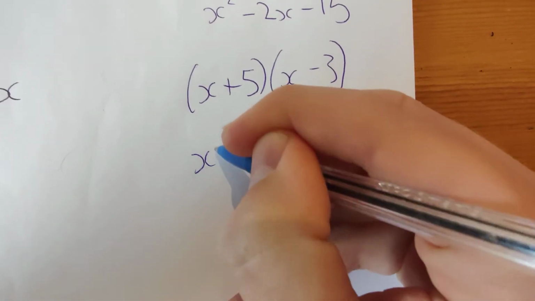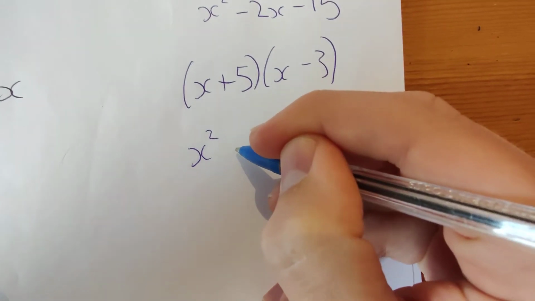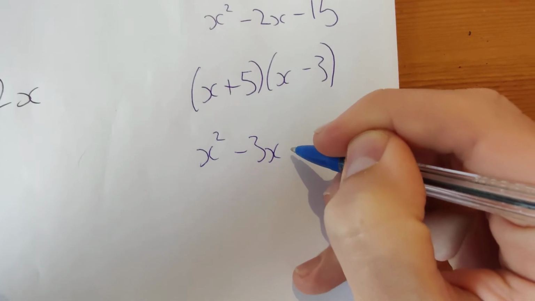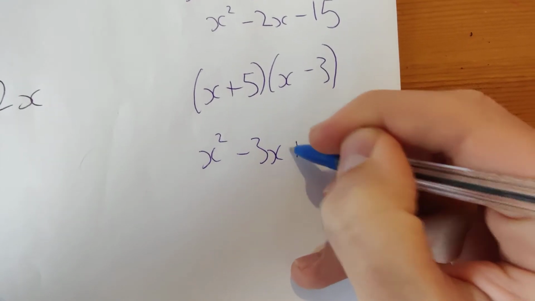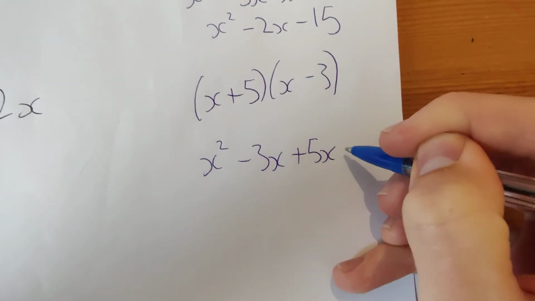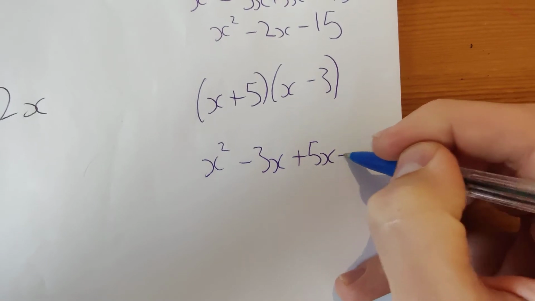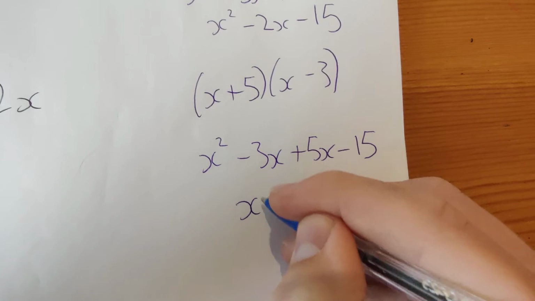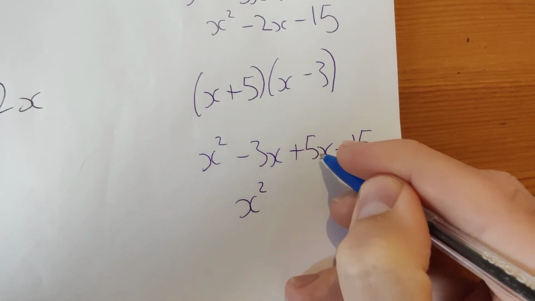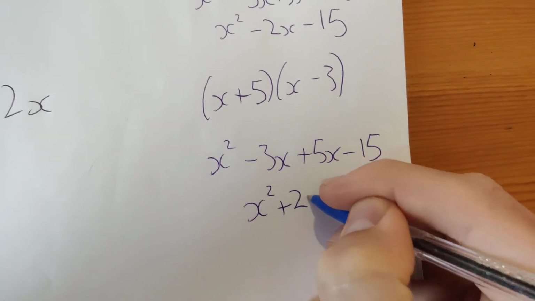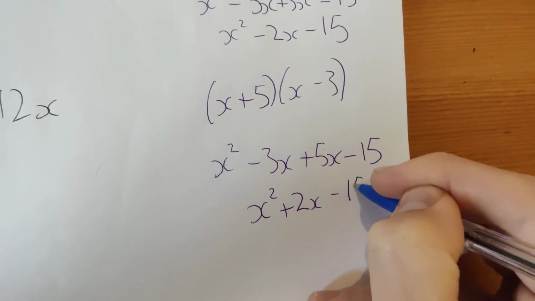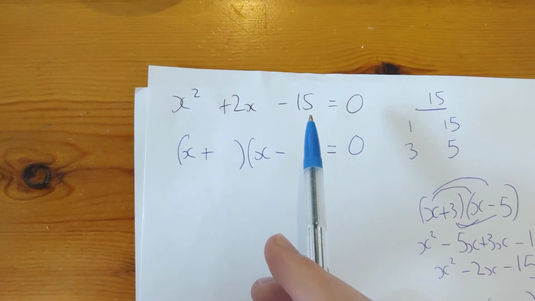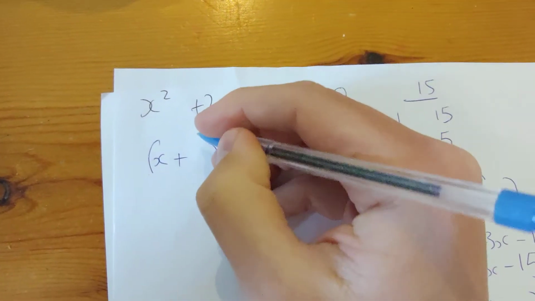First 2, x times x is x squared. Outside 2, x times minus 3 is minus 3x. Inside 2, 5 times x is plus 5x. Last 2, 5 times minus 3 is minus 15. If I collect those together, it gives me x squared, minus 3x plus 5x is plus 2x, minus 15. And if I look, x squared plus 2x minus 15. So that's what I wanted, okay?